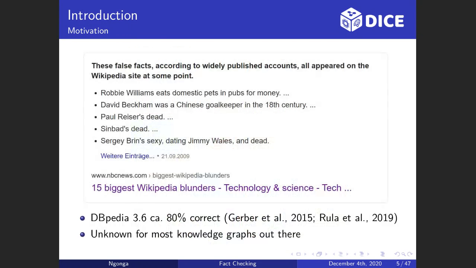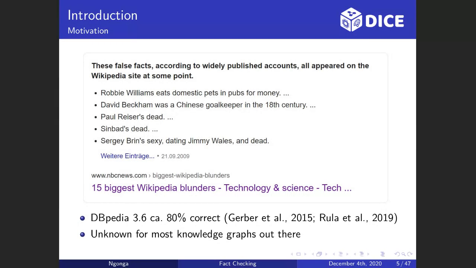Now, why is that important? A lot of knowledge graphs that are used in everyday applications, for example, on your phone, if you have an Apple phone, Siri in the back end uses a knowledge graph which is derived from Wikipedia. And we know that roughly only 80% of Wikipedia is correct, which means that knowledge graphs which are extracted from Wikipedia are also only correct to roughly 80%. There were a few papers which measured that.